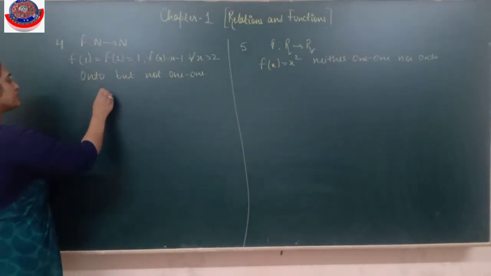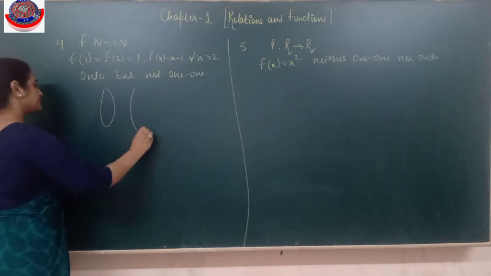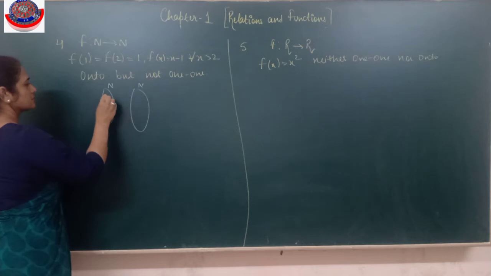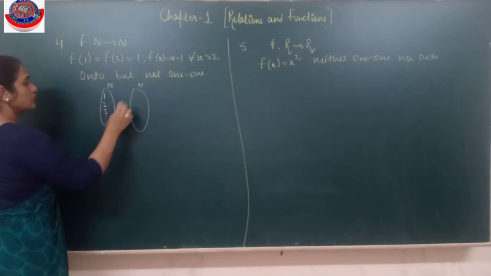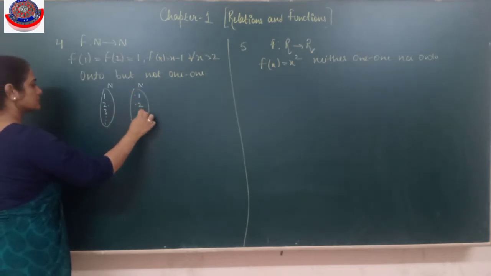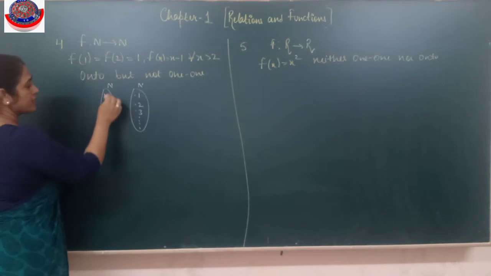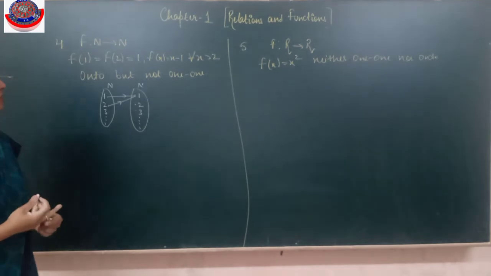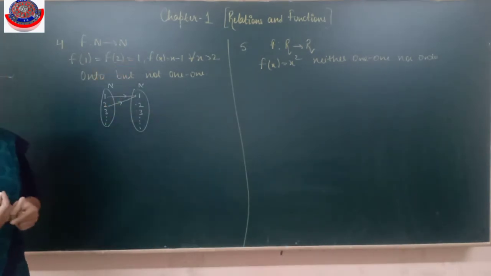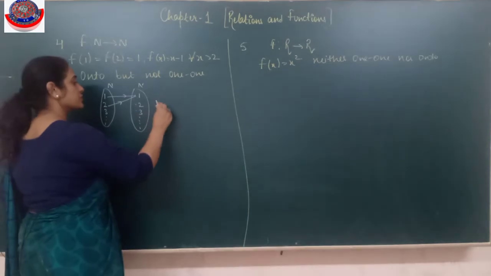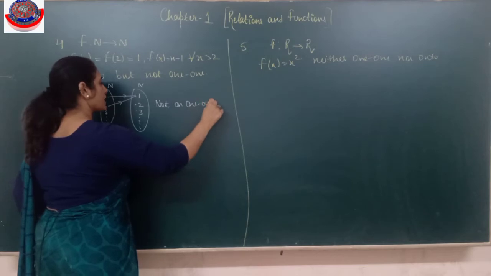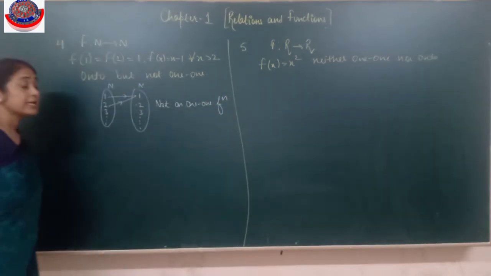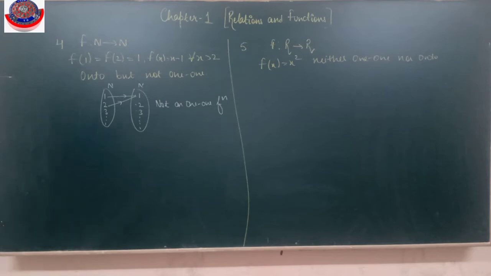Now for 1-1, if I try to make a diagram, f of 1 means the answer for 1 is 1. If I put 1 in the function, I am getting answer 1. For 2 also it is given to be 1. So this is not a 1-1 function. Clear? Now I need to prove it is an onto function.